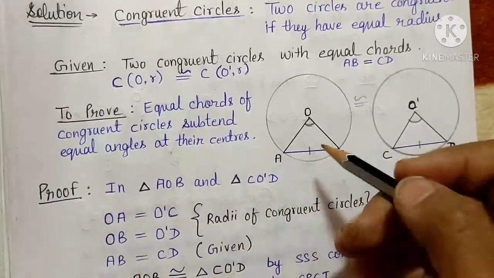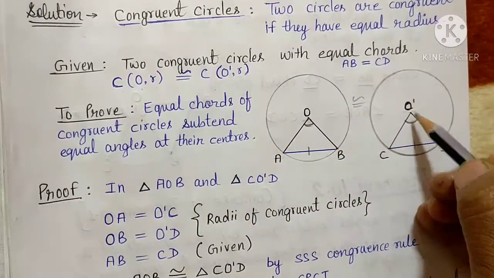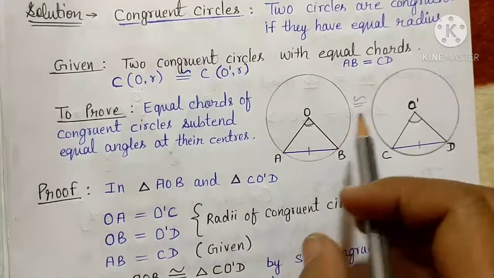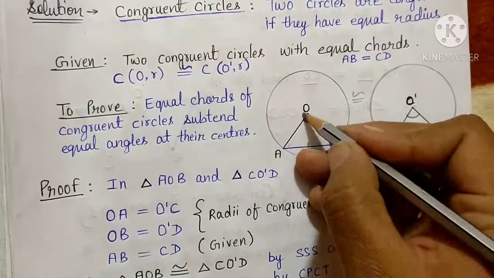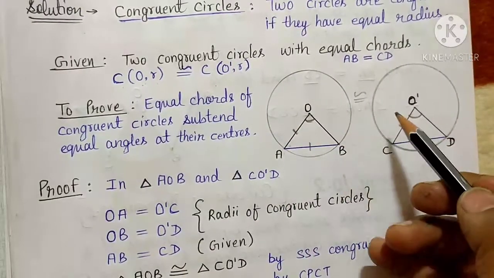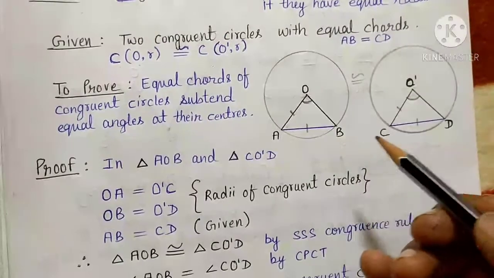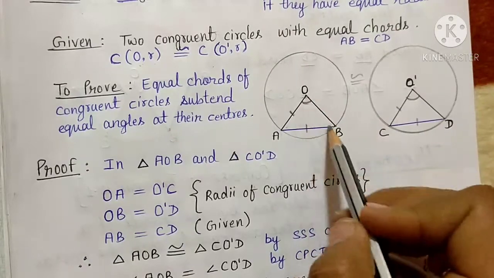So in triangle AOB and triangle CO'D, we can see that OA is equal to OC. Why? Because these two circles are congruent, therefore their radii will be equal. So, radii of congruent circles. Then radius OB. OB is also a radius.